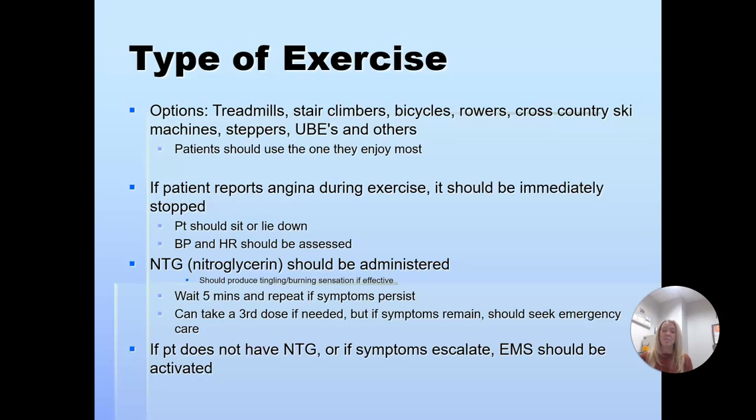If a patient reports chest pain during exercise, exercise should be stopped immediately. The patient should sit or lay down. Blood pressure and heart rate should be assessed. If they have nitroglycerin, that should be taken. It should produce kind of like a tingling, burning sensation if it's effective. Wait 5 minutes and repeat if the symptoms persist. They can potentially take a 3rd dose, but if they're still having symptoms, I'd probably call EMS at this point. If the patient doesn't have nitroglycerin or if their symptoms get worse, you should contact EMS just to be safe.